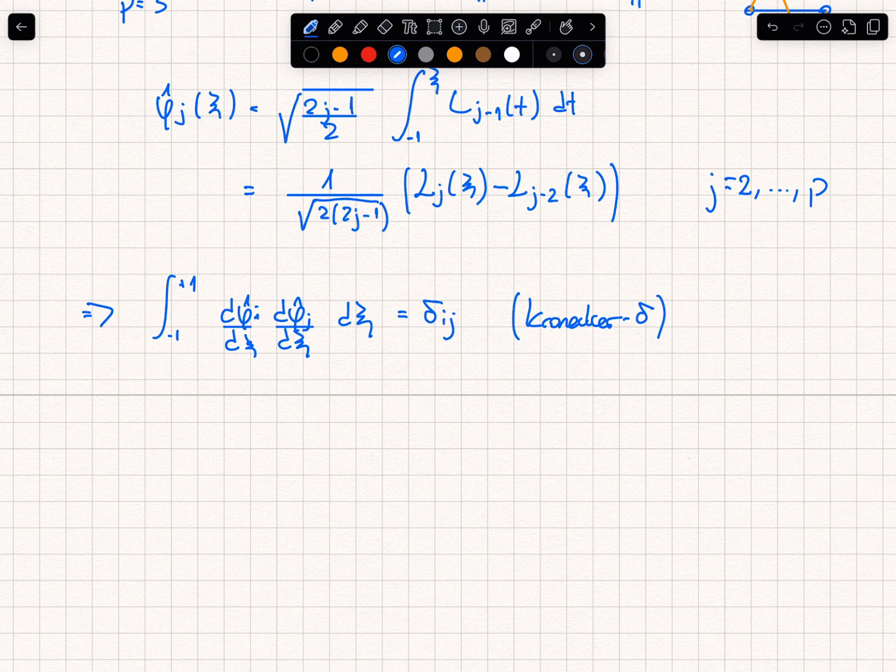And you may argue, well, why do you take the derivatives? Why do you take the derivatives and not just the functions themselves? Why do I want the derivatives to satisfy this property? Yeah? Because you take the derivative of your shape function. Yes, that is the reason.